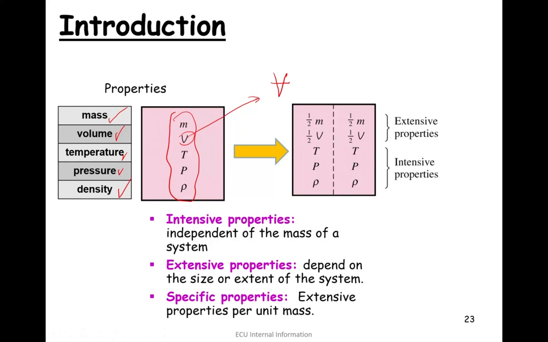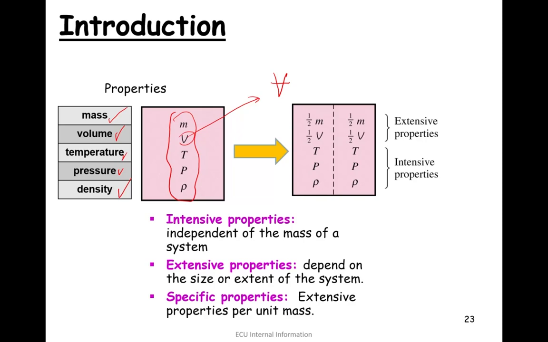However, extensive properties depend on the size or extent of a system. Meaning if the size of a system is larger, like a bucket of water, if you have different sizes of buckets, then the mass in each one can change. In that case, the size is bigger, the mass is bigger. These are called extensive properties. And intensive, basically temperature is independent of the mass of the system, pressure the same, and density the same.